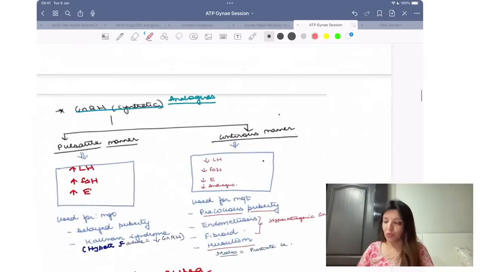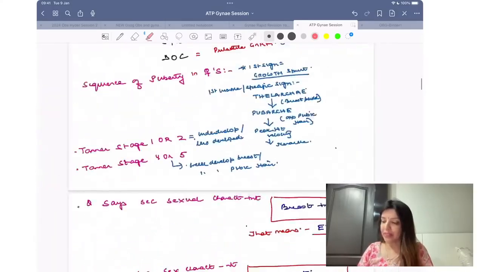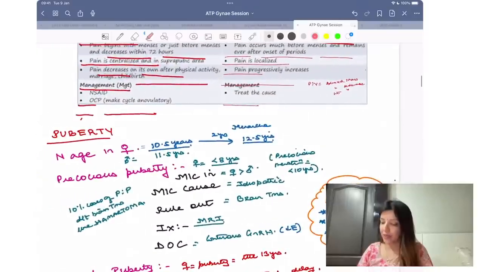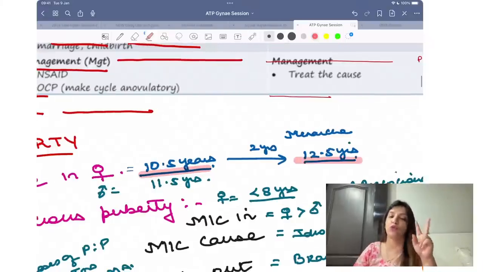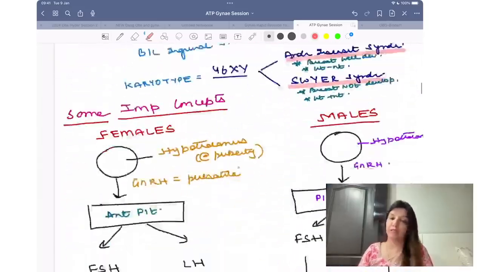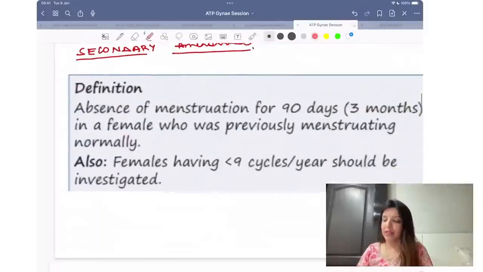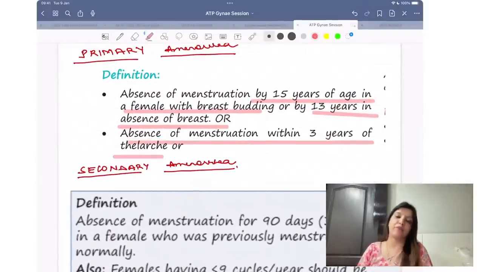Just now I was telling you that whenever a female has breast budding, that is thelarche, the onset of puberty, there is a difference of 2 years between thelarche and menarche. 2 years after the onset of puberty, she is going to have menstruation. But suppose a female has developed breast and 3 years have passed and till now she has not had menarche, then also that is primary amenorrhea.